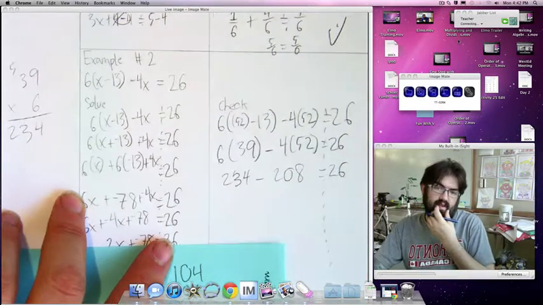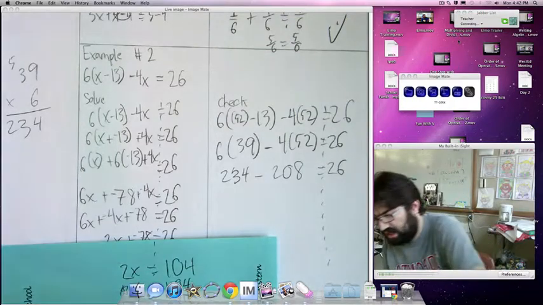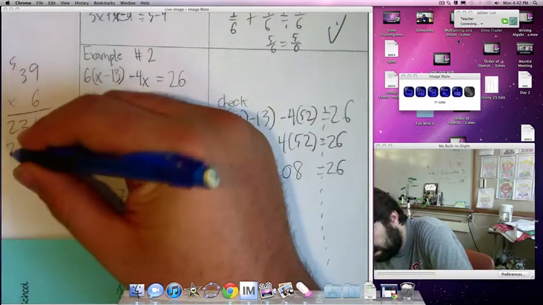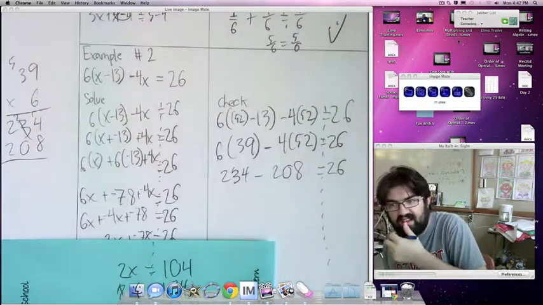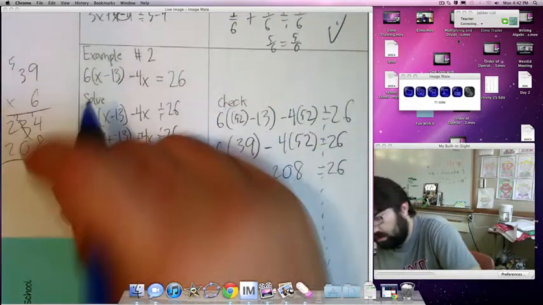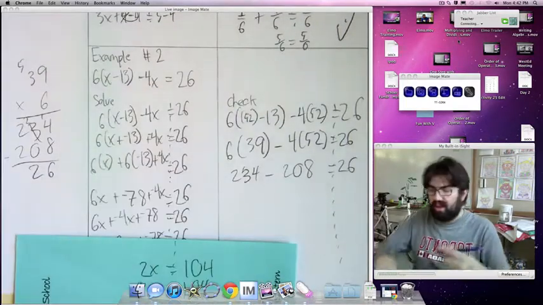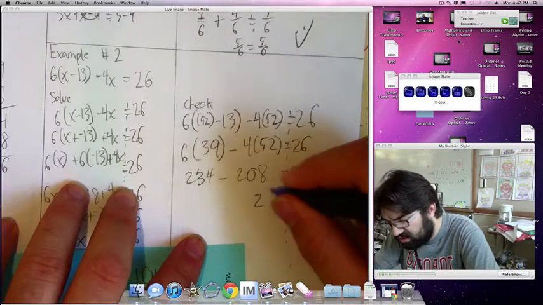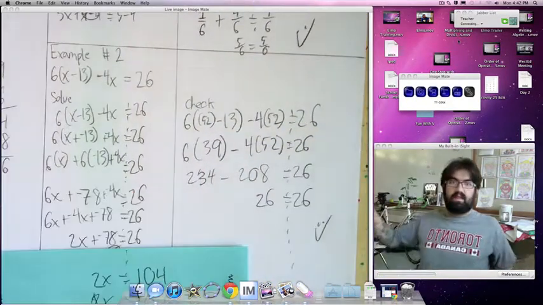Okay. 234 minus 208. Well, let's check that. I'm just going to do that right here. Got to borrow. 14 minus 8 is 6. 2 comes down, and 2 minus 2 is 0. Hey, look, 26 is equal to 26. Done.